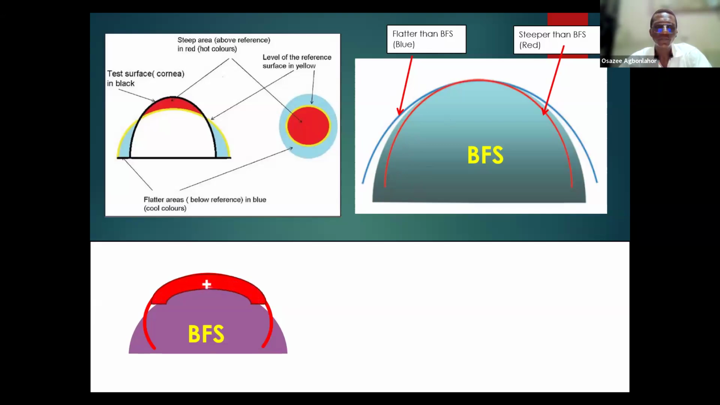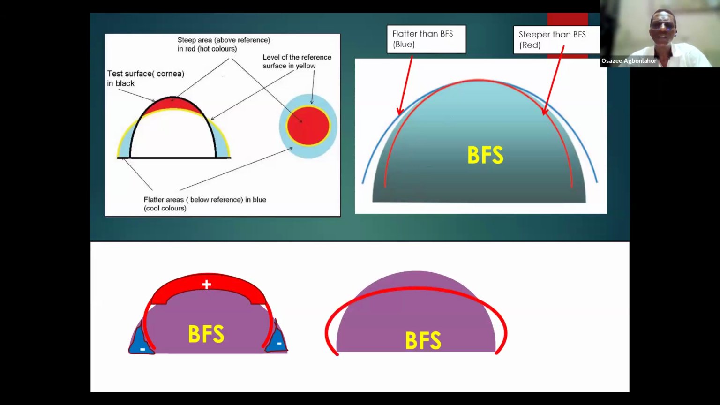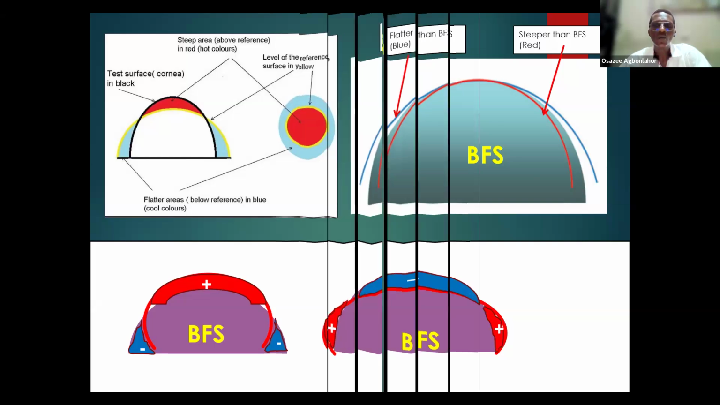Let's move forward. Here also tells you these are areas that are elevated, and the minus shows you the areas that are depressed. So basically what an elevation map gives you just tells you a point on the cornea, is it higher based on the reference or lower based on the reference.